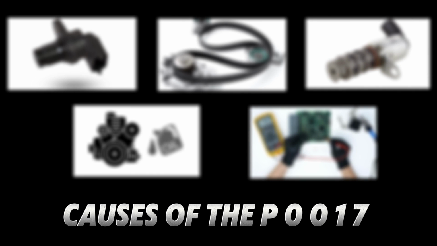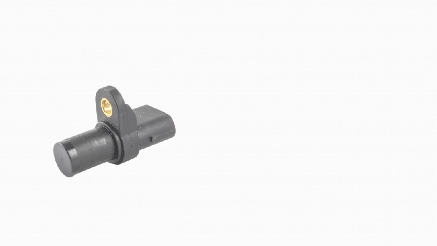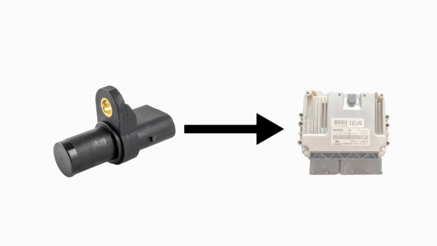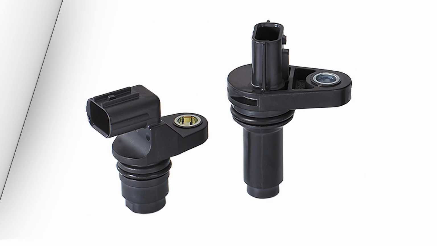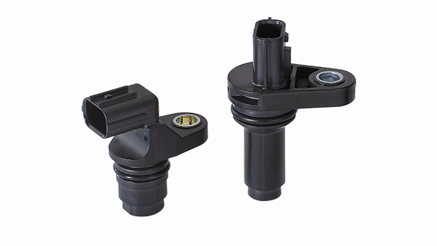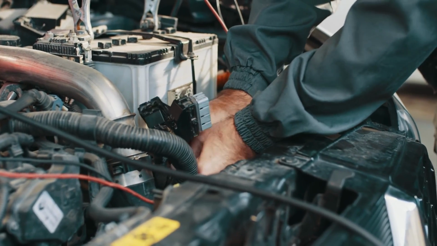the P0017 code. Here are the common causes of the P0017 code. Number 1. Faulty crankshaft or camshaft position sensors. Sensors provide real-time timing data to the ECM. A failing sensor can send incorrect signals, leading to P0017. Locate the camshaft and crankshaft position sensors. Check for loose or damaged wiring. If sensors are faulty, replace them.